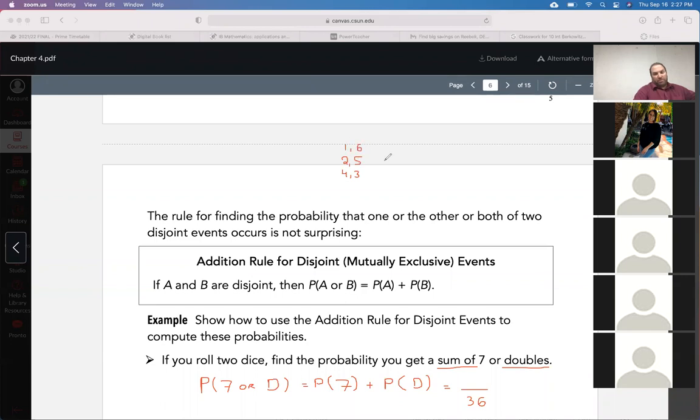Anything else? Can you do 6 and 1? 6 and 1, and then 5 and 2, and 3 and 4. Yeah. Because remember, first die, second die is different from second die, first die. So 6 ways of getting a 7. So 6 over 36. How many ways are there of getting doubles?